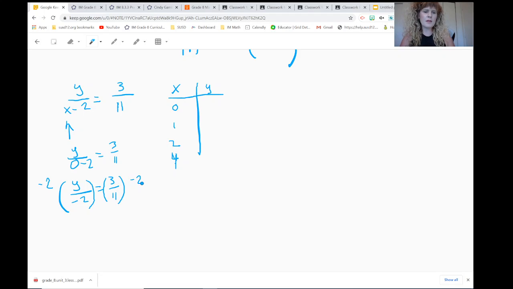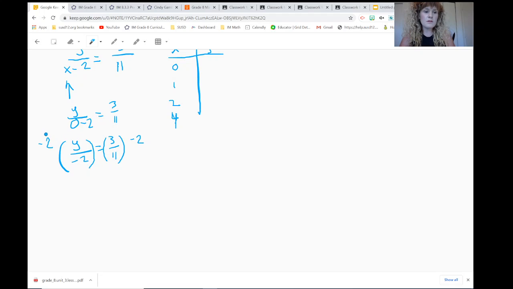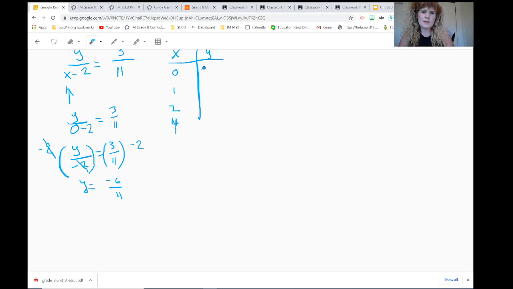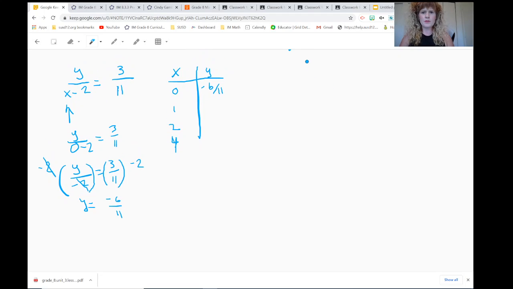I'm multiplying both sides by negative 2 because I want to cancel out this negative 2. And then when I do the math, I get 3 times negative 2 over 11, which is negative 6 over 11. Okay, when x equals 0, y equals negative 6 over 11. How about when x equals 1? I'm going to do that over here.